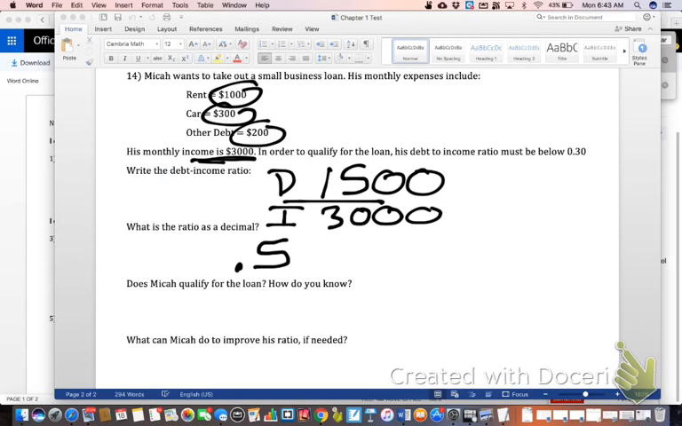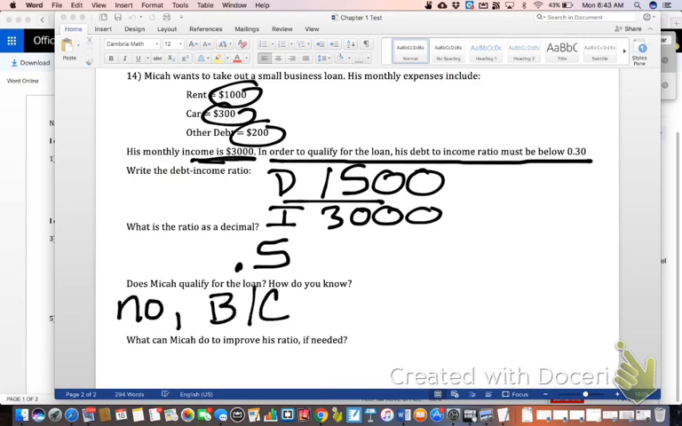Does Micah qualify for the loan? It says in order to qualify, his debt must be below 0.30. So we're going to say no, he does not qualify, because 0.5 is greater than 0.30. What can Micah do to improve his ratio? He's got all kinds of stuff he could do. He could get a better paying job to make his income go up. He could maybe sell his car so that he doesn't have a car payment anymore. There's anything along the lines of reducing his expenses and making his income bigger, I would accept for a correct answer.